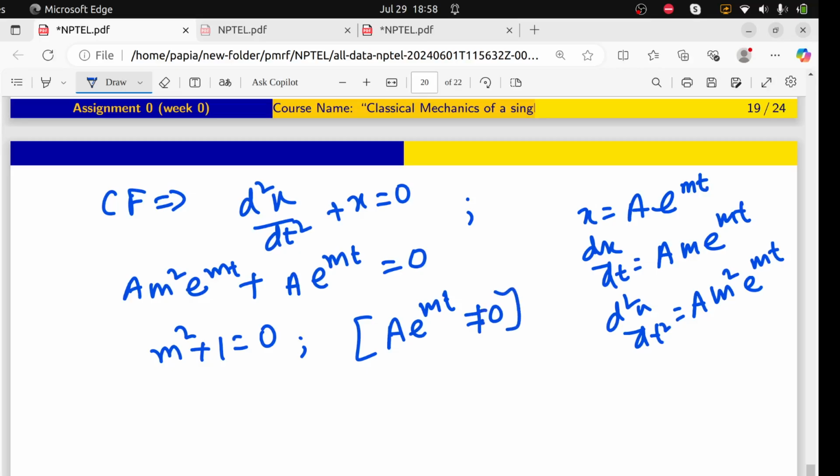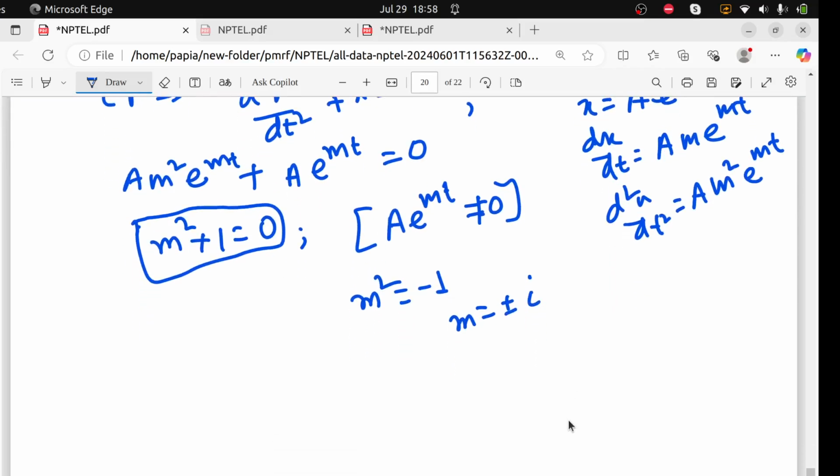If it came as 0, that means our x will be 0. So there is no question of calculating the differential equation solution and all. That's why I have the expression as m² plus 1 equals 0. So m² is minus 1 and m equals plus minus i. Right? If m equals plus minus i, that means I can write here our solution x CF.